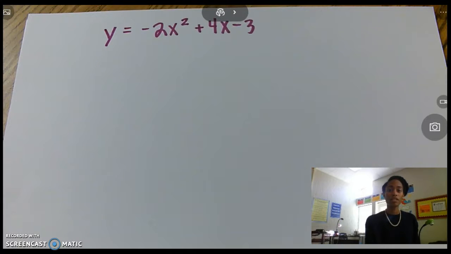Before we begin, I need you to take out your sheet which has guided practice, properties of quadratic functions, as well as your notes on it as well. So we're going to go ahead and get started.